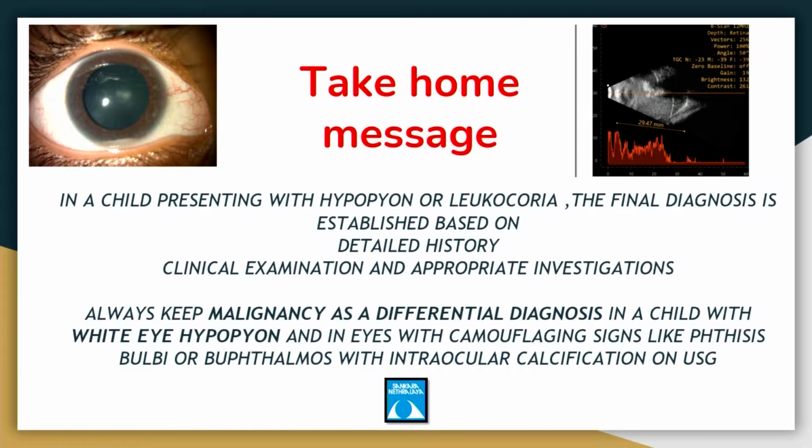All right. So the take home is that in a child presenting with hypopyon or leukocoria, the final diagnosis is established based on detailed history taking, clinical examination and appropriate investigations. We should always keep malignancy as a differential in a child with a white eye, hypopyon, and in eyes with camouflaging signs like phthisis bulbi or buphthalmos with intraocular calcification on ultrasound.